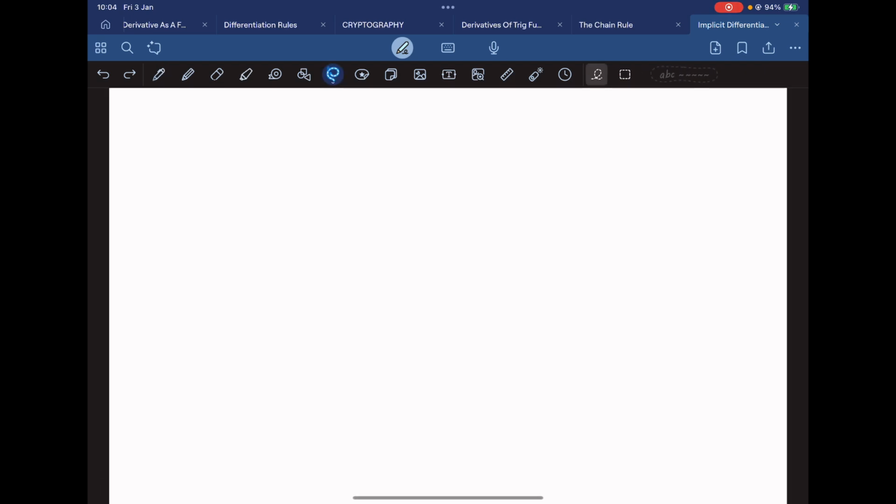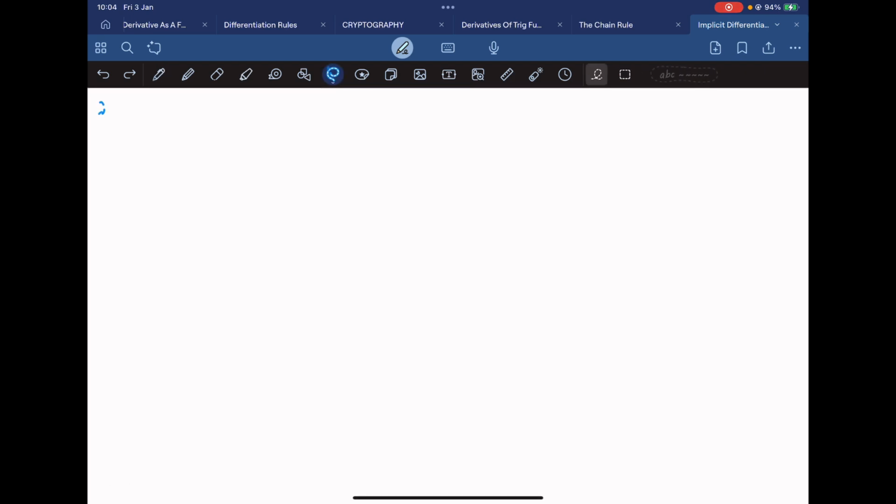For question 2, we have to find the second derivative if 2x cubed minus 3y squared is equal to 0. In this case, before you can find the second derivative, we have to find the first derivative, right?